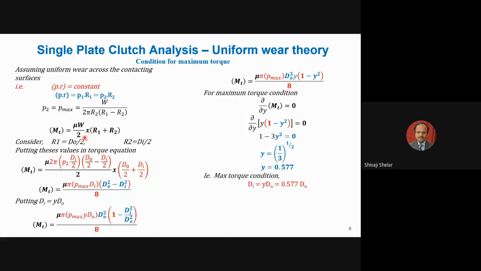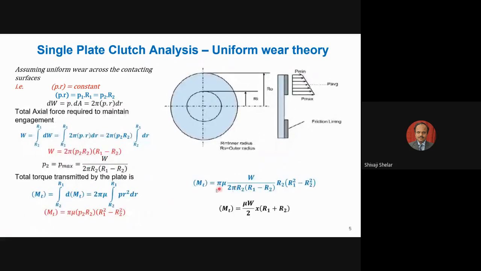We are putting these values not in this equation, but in the previous equation. I am showing that equation. This is your equation, and you are going to put these values in it. MT is equal to pi mu into P2 R2 into R1 square minus R2 square. In this, we are going to put the value of P2 also.